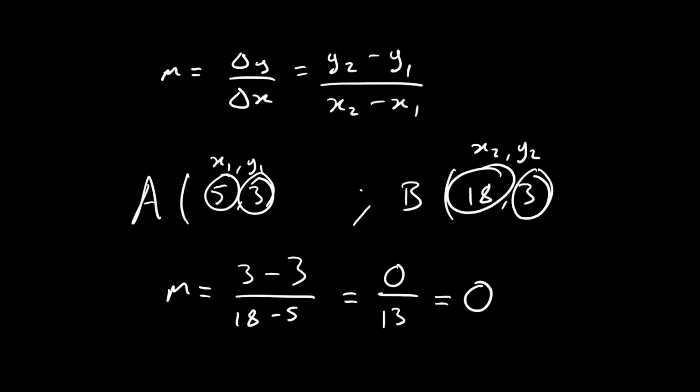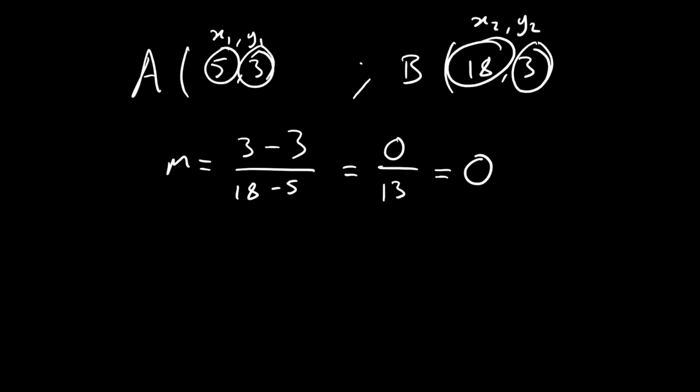What does a gradient of 0 mean? Well, remember the gradient just means change. So if we're changing by 0, it means we're not changing at all. So in other words, we should have just a flat line. If it's a flat line, we've got no gradient, we're not moving up and down.